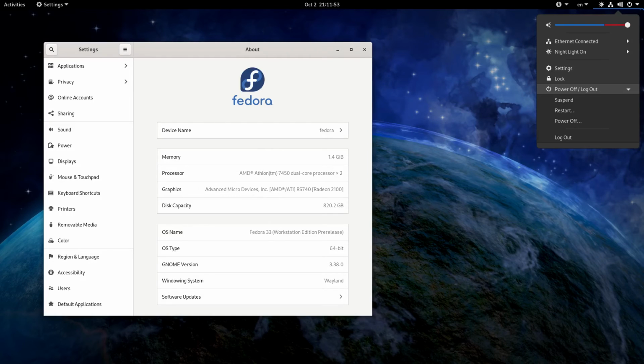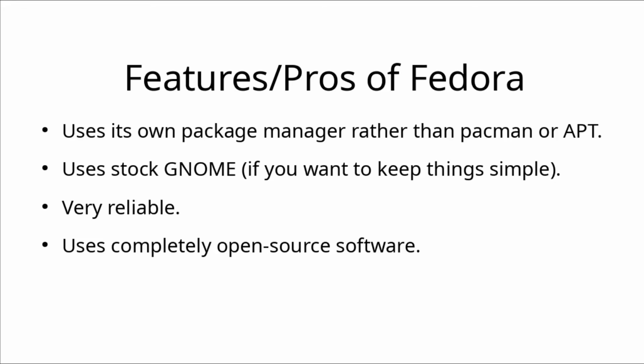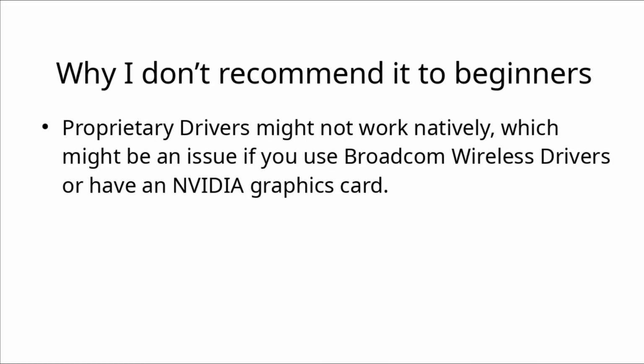My second honorable mention is Fedora. Now Fedora uses its own package manager. It uses a fairly standard version of GNOME, and it uses completely open source software. Above all, I like Fedora because it is incredibly reliable. But if you have hardware that relies on a proprietary driver, I can't guarantee that it will work natively like it would in other distros, which is what's holding me back from recommending it to a beginner.